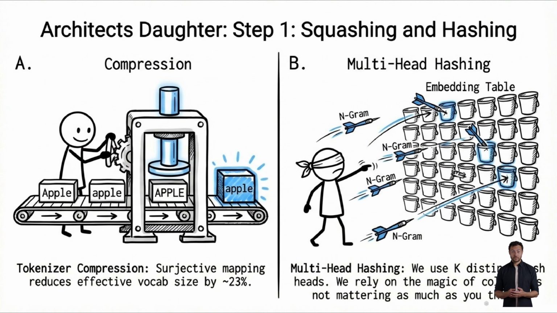On the right is multi-head hashing. Instead of assigning each N-gram to one spot, we send it through multiple hash functions, k different heads, so it lands in several buckets in the embedding table. Even if one bucket collides, the other hashed views help preserve the signal, making collisions less harmful than you might expect.